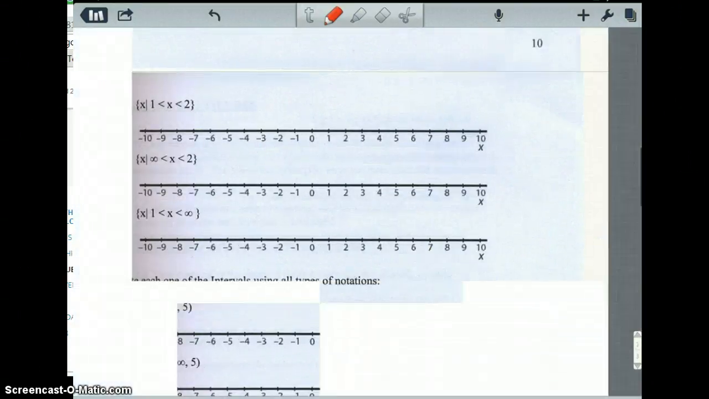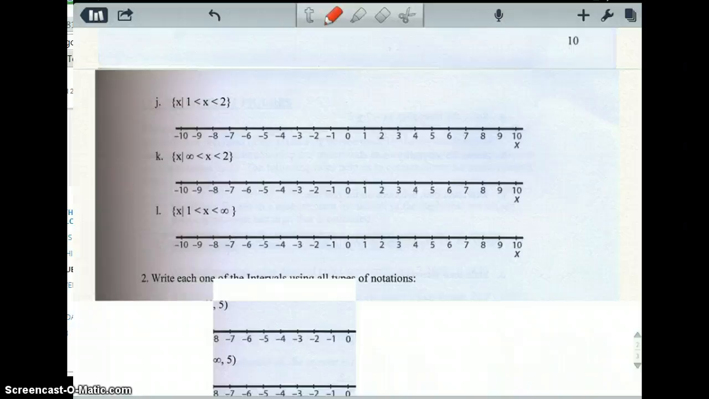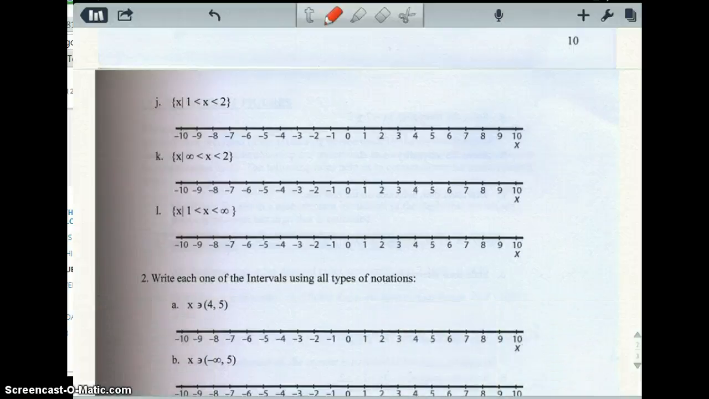Just going to work a few of these, and then you work all the ones out in between. Okay, we'll wait for the thing to calm down here.